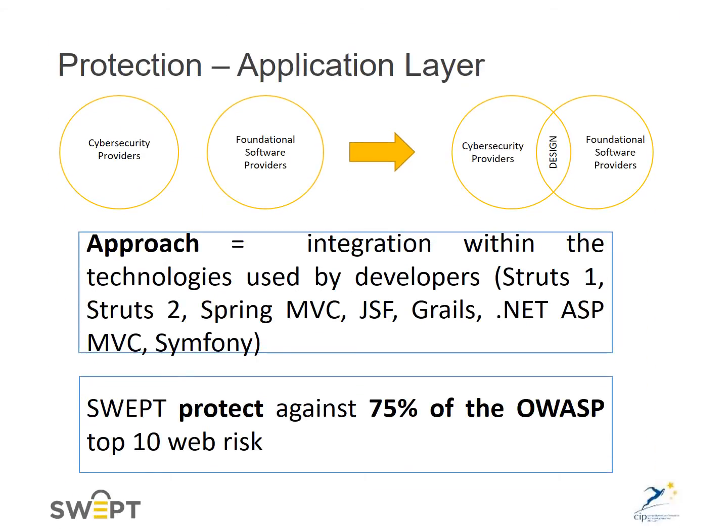At the application level, HDiv is designed to integrate with the technologies that developers already use. These include frameworks such as Symfony, .NET ASP, Struts 1 and 2, Spring. By integrating directly with these technologies, it reduces the burden on developers. As long as they just use these technologies and install the components for HDiv, that's pretty much all they have to do, aside from some basic configuration. By taking this approach, HDiv is able to protect against 75% of OWASP top 10 risks.